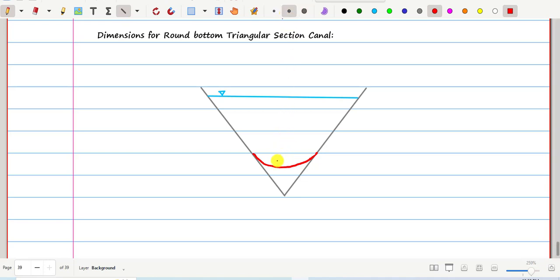So let's say, let me use a different color. Okay, let's say this is going to be the depth, which we represent with Y. This is the depth of the canal. And this is circular, right? If it is circular, that means the distance from here to here, and the distance from here to here, is also going to be equal to Y. This is also Y. Okay.